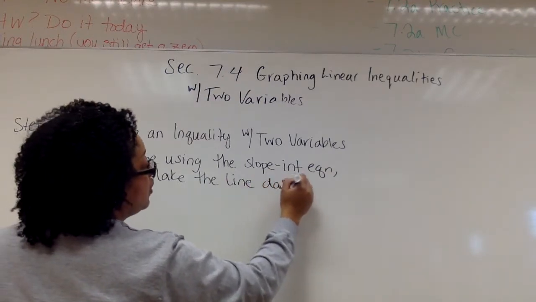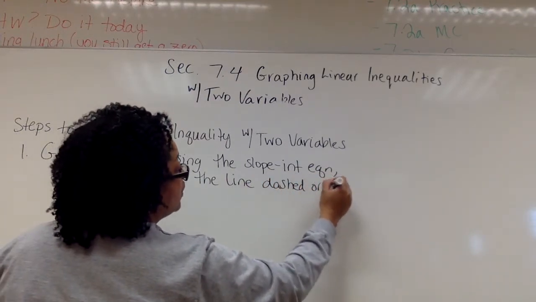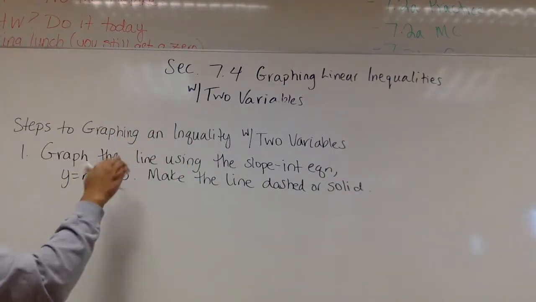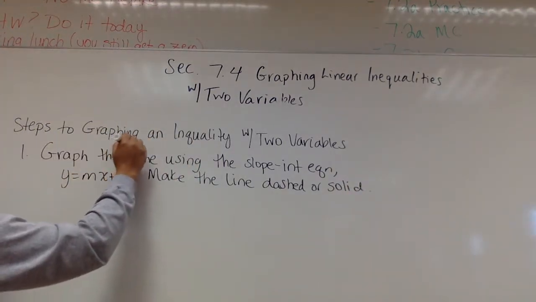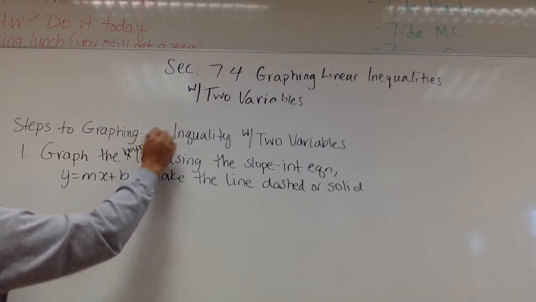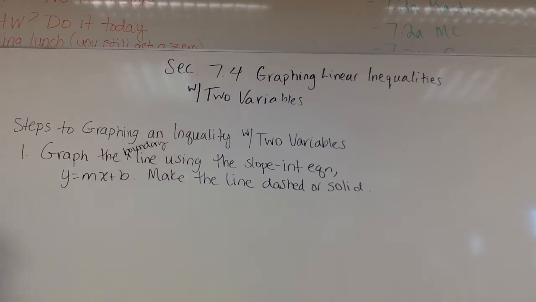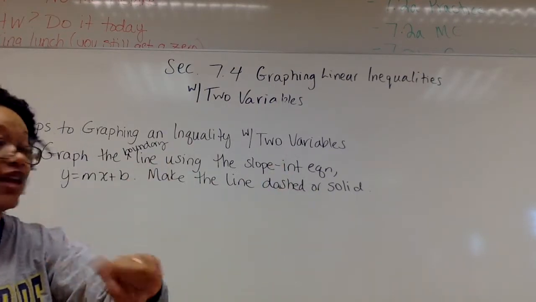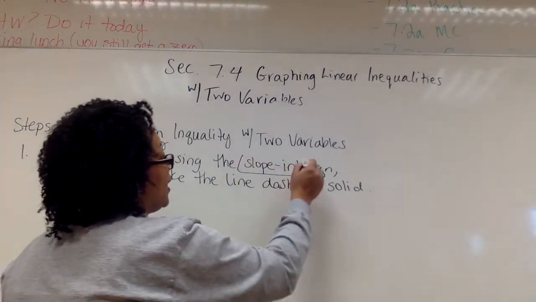dashed or solid. And we just talked about this, so maybe I need to be more specific. When I say graph the line, I am referring to that boundary line, okay? Boundary line. You'll look at the inequality to determine if it's dashed or solid. But that's not the point I want to make here. This is the key right here.